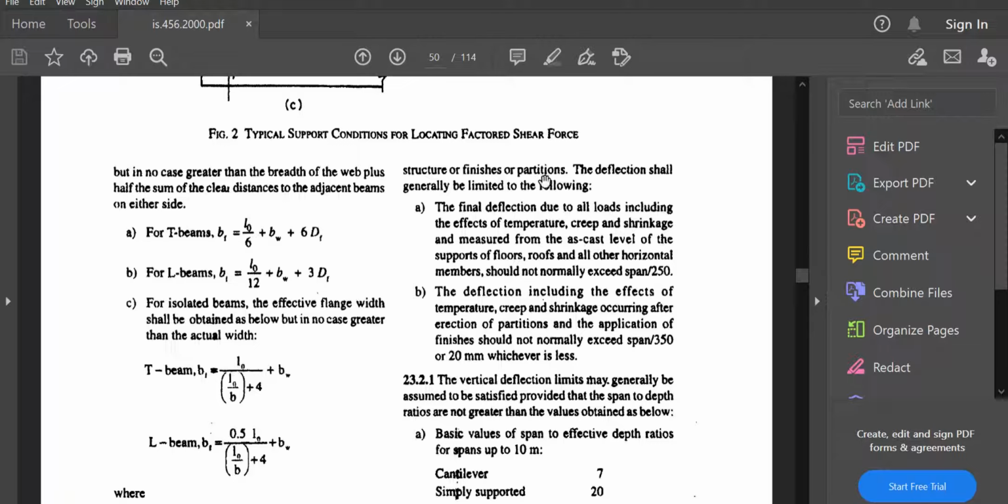So this can be asked in your GATE exams, your competitive exams. What is the maximum permissible deflection limit at both the stages? So you need to learn these values by heart.